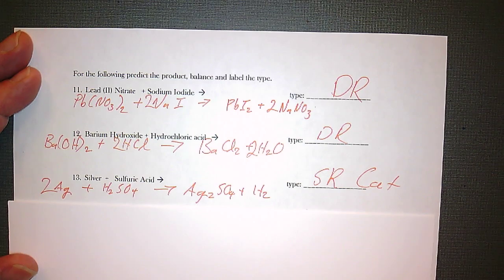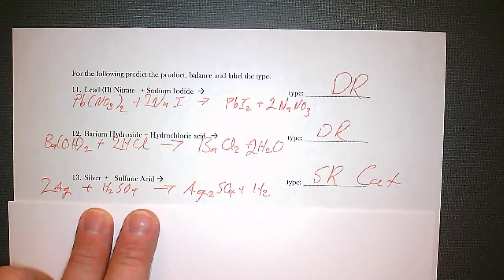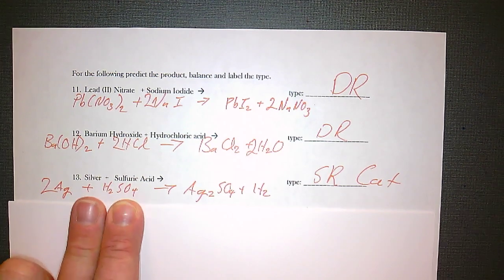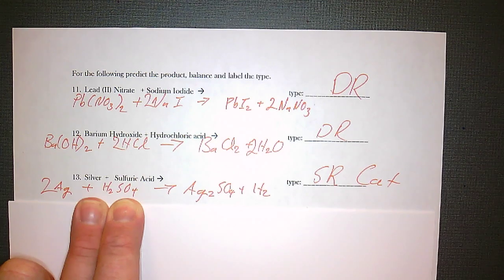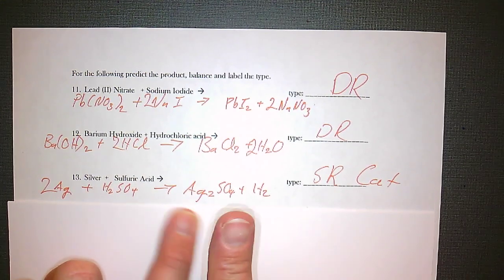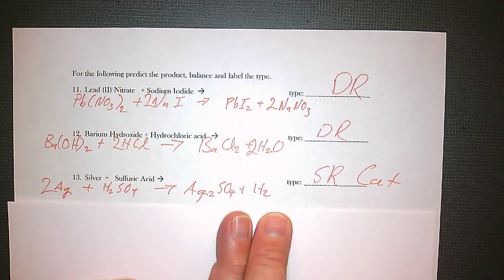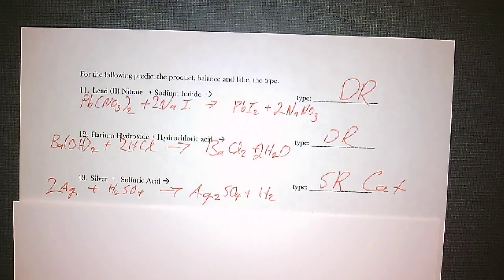Silver plus sulfuric acid. You got Ag. Remember, all acids start with hydrogen. If it doesn't have hydro, it's going to be the polyatomic ion. So the Ag goes to the SO4. We find the sulfate, and it takes 2 to balance it. Gives us silver sulfate, so Ag2SO4, plus hydrogen gas would be kicked out. This would be a single replacement, cationic, because the positive thing's getting kicked out.